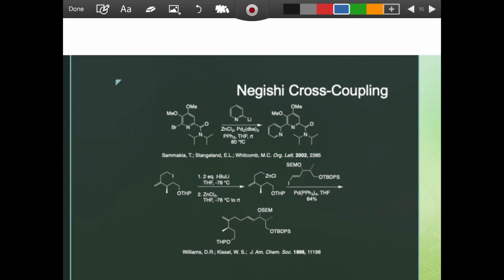All right. So now Negishi reactions are done with zinc, and the issue with Negishi reactions is R-ZnX.